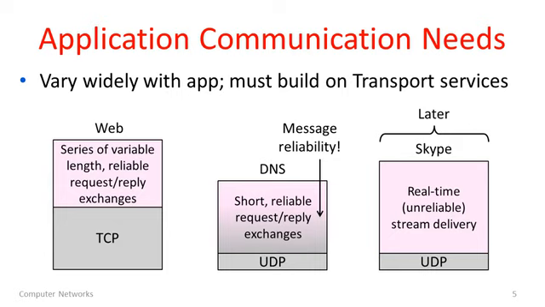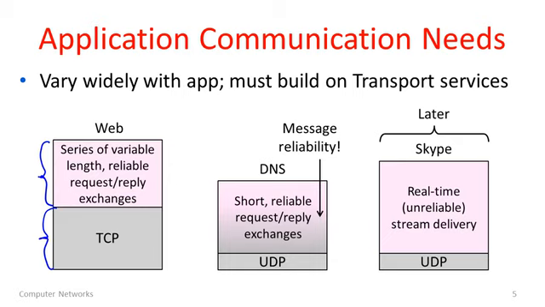So I've sketched 3 examples for you here, just to think about the different kinds of communication patterns. Now on the left here we have the web, and the real communication pattern need for the web is a series of variable length and reliably transferred request-reply interactions. So this is where you fetch a web resource, and you typically do this many times. There's a whole series of them to build a web page. This kind of communication pattern is going to be built on top of TCP in the case of the web.